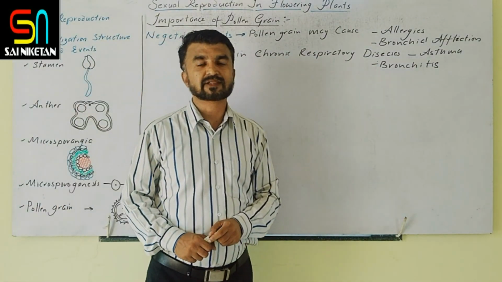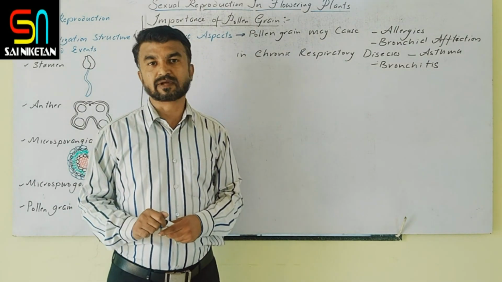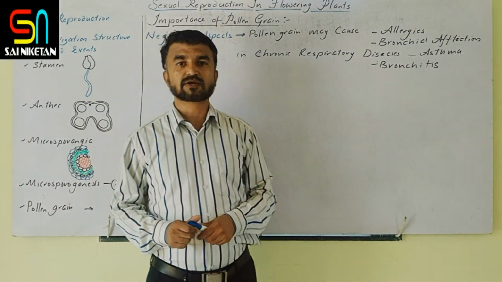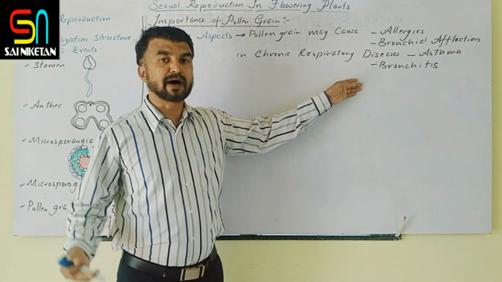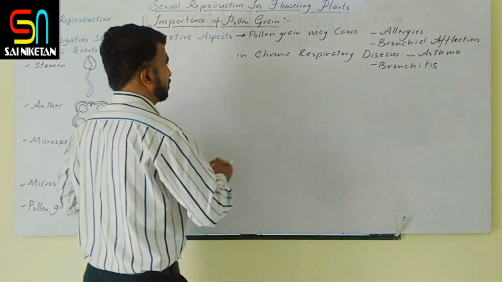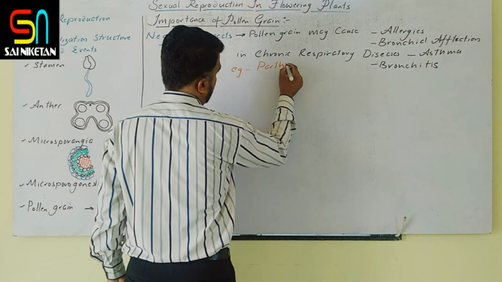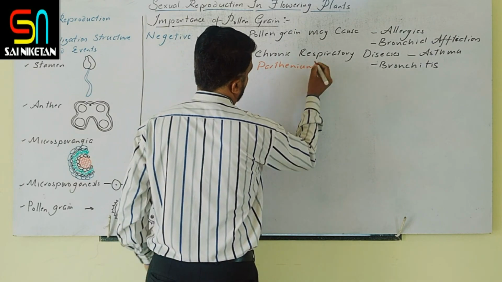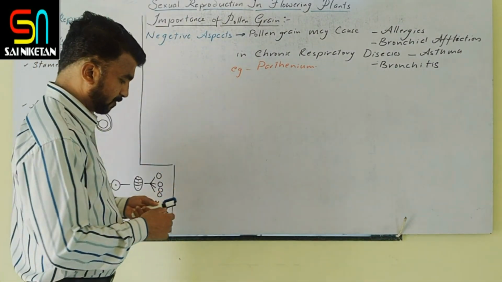Many species cause this, and Parthenium is the most familiar one. Parthenium was introduced in India when wheat was imported from America. Now Parthenium is ubiquitous and has spread all over India. For example, Parthenium pollen grain. This is a negative aspect.